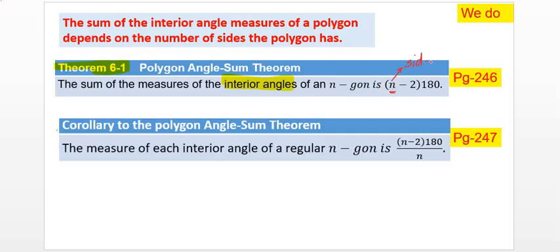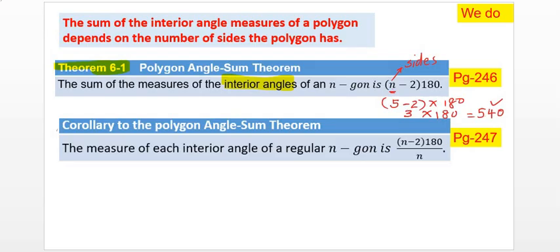For example, if a polygon has 5 sides, then it becomes 5 minus 2 times 180, because 5 minus 2 is 3, so you will multiply 3 by 180 and it will give you 540. That means the sum of all the interior angles for this 5-sided shape will be 540.